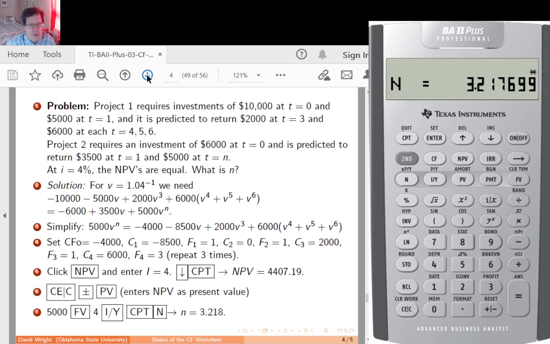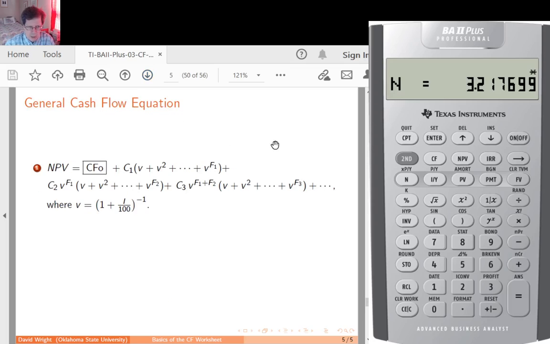One last thing in this video. Here is the general cash flow equation in the CF worksheet. So the net present value will be equal to the CF0, the first value at the beginning of the cash flow. And then if C1 is repeated F1 times, it's C1 times V plus C1 times V squared plus dot dot dot plus C1 times V to the F1. You can factor that all out.